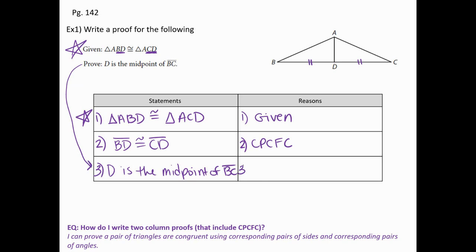The reason I am able to say that is what we talked about, thinking about what it means to be a midpoint, which would be called definition of midpoint. Because D is the same distance away from B and C, it must be the midpoint. All right, let's give the next one a try.